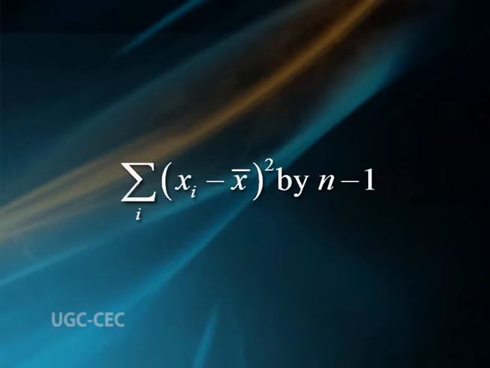While we are finding the variance of a set of observations, as we know, divide summation over i x i minus x bar whole square by n. But to estimate the variance of the population from where the samples are taken, divide summation over i x i minus x bar whole square by n minus 1.